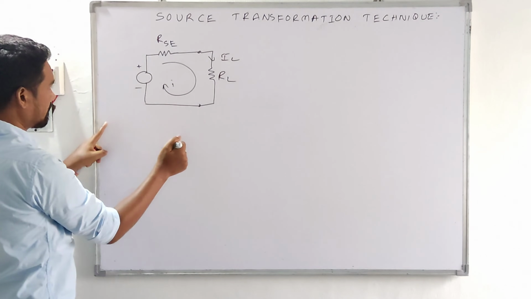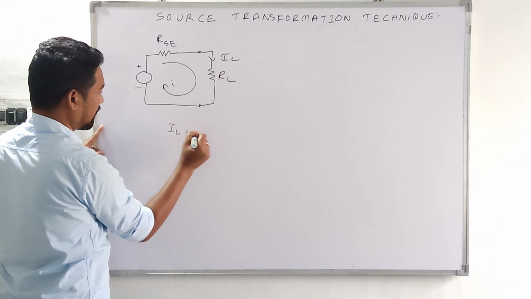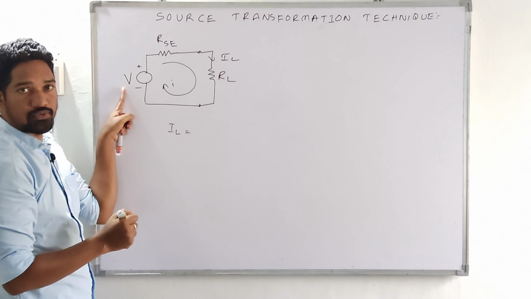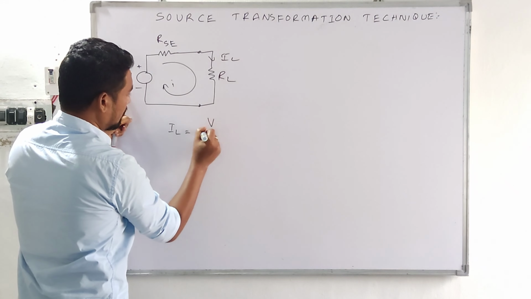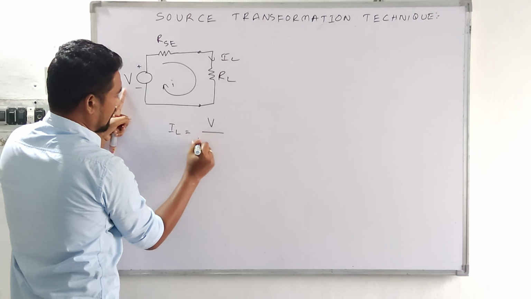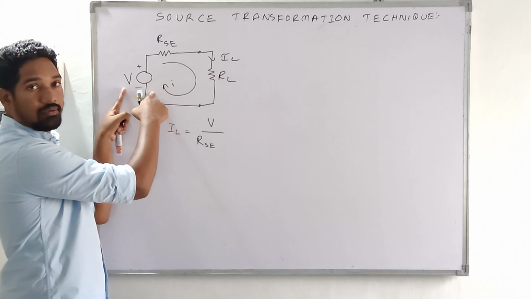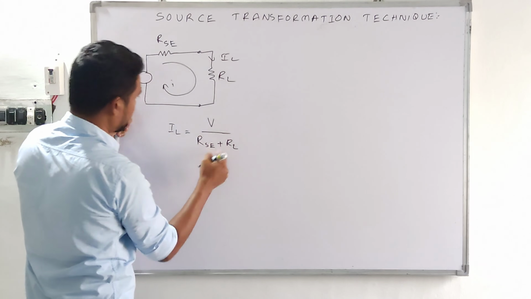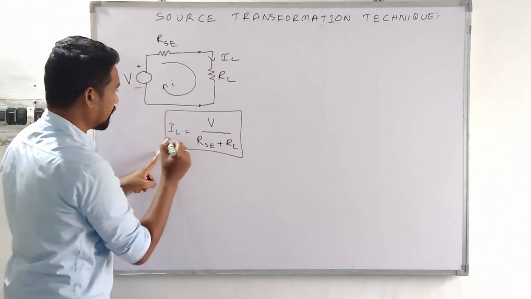So how can that be written? IL can be written, if I say the voltage source is V, according to Ohm's law, as V upon the total resistance, isn't it? RSE, which is the internal resistance of the voltage source, plus the load resistance, the complete resistance of the circuit. Now this will be the expression for the load current through the load.